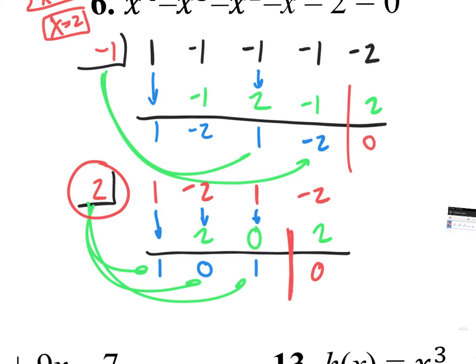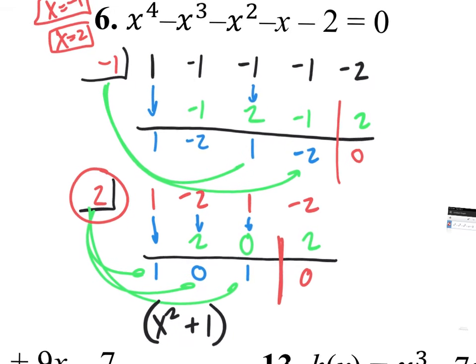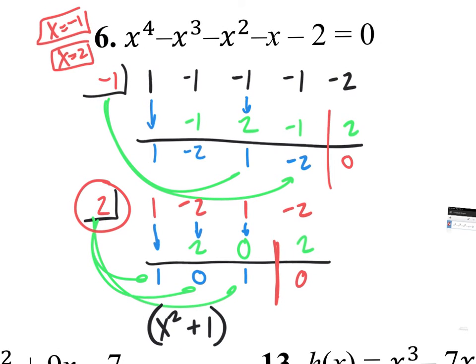All right, so let's just write that out. 1x squared, I'm just going to put x squared. I'm not going to put the plus 0x. That means that there is no x, but I am going to put the plus 1. Now, what this means is that that is a factor of the original quartic polynomial up there, okay? So if I wanted to write it in factored form, it would be x plus 1 in parentheses, x minus 2 in parentheses, times x squared plus 1 in parentheses. And if you did multiply those three binomials, it would give you the original.